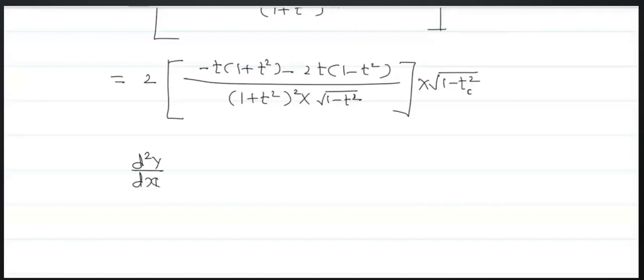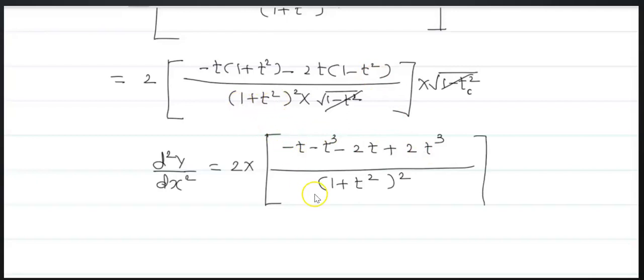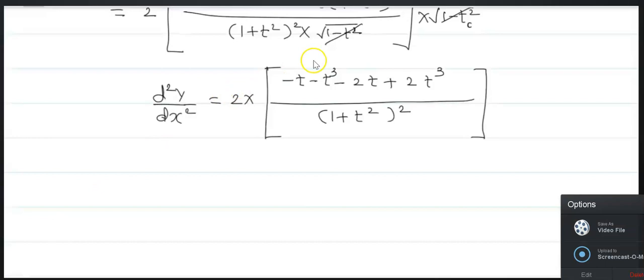Therefore, d²y/dx² is equals to, now simplify this. d²y/dx² is equals to, first that number gets cancelled, 2 into minus t³, minus 2t plus 2t³ upon (1 plus t²) whole square. This is the simplification.